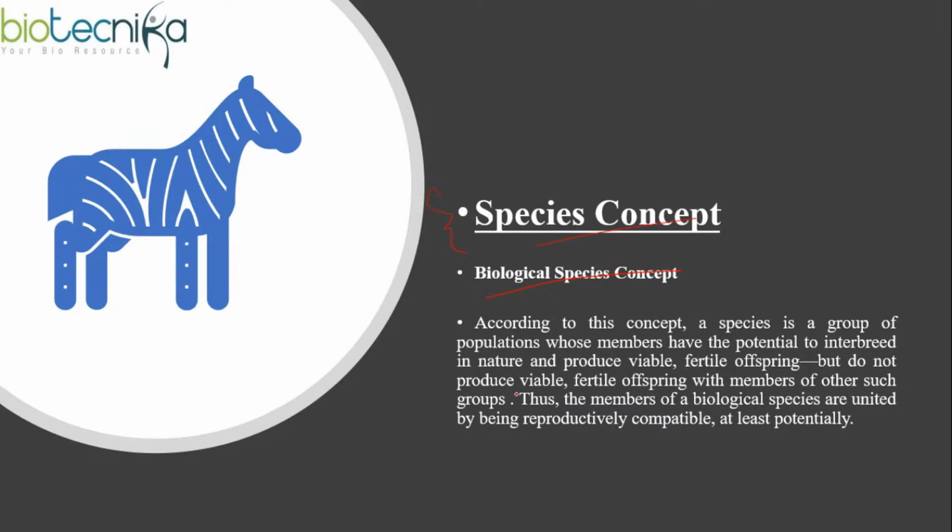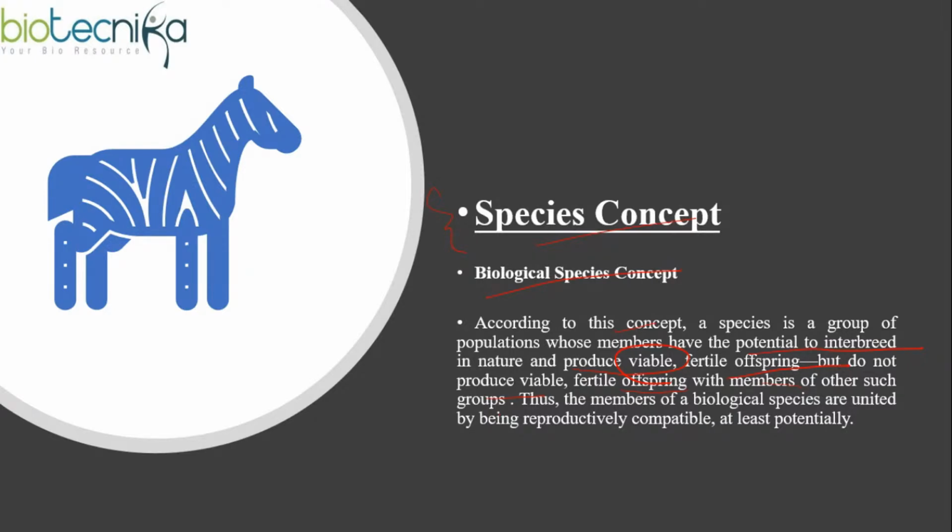Okay, fine. So, according to this concept, a species we know is a group of populations whose members have the potential to interbreed in nature and produce viable, fertile offspring, but do not produce viable, fertile offspring with members of other such groups. So that is the major concept of the biological species concept.